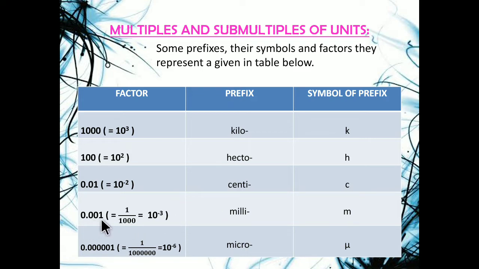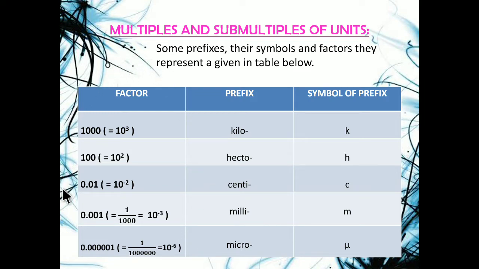0.001 involves division by 3 tens, and that's why it can be written as 10 raised to minus 3. And the prefix for this factor is milli. Same way, 0.000001 involves division by 6 tens, and that's why I have written here 10 raised to minus 6. The prefix of this factor is micro.